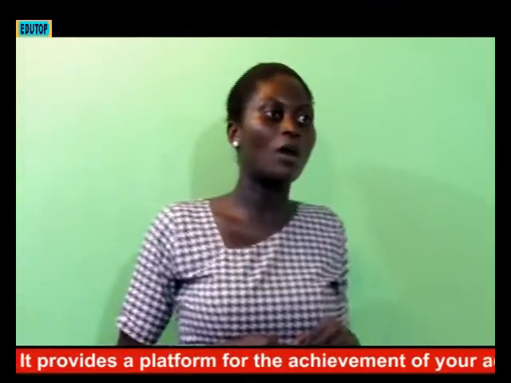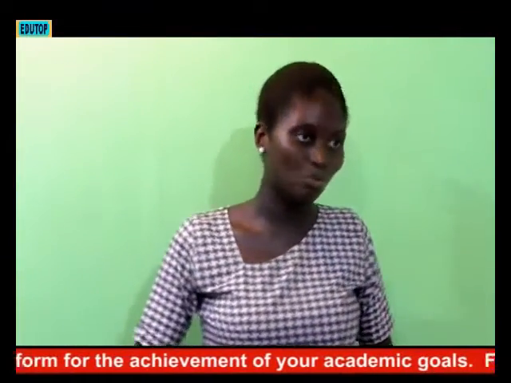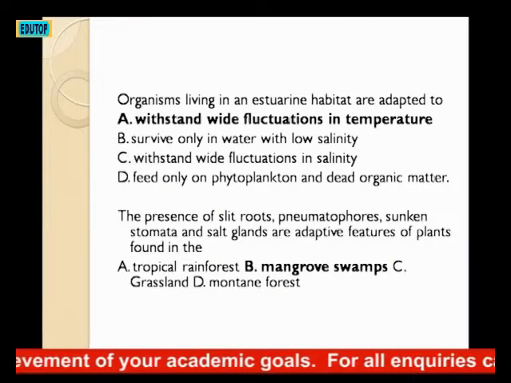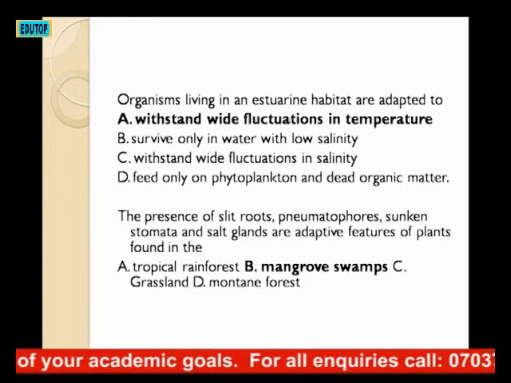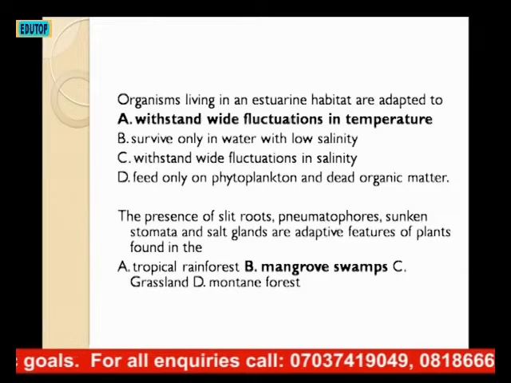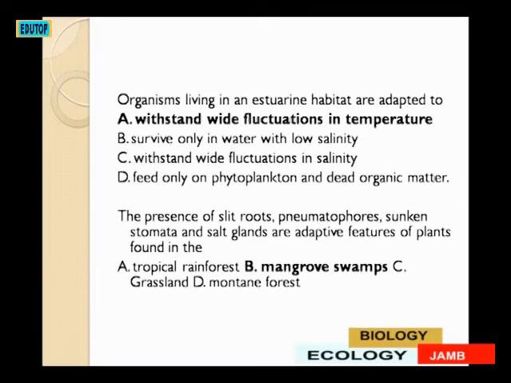The next question. Organisms living in an estuarine habitat are adapted to A. Withstand wide fluctuations in temperature, B. Survive only in water with low salinity, C. Withstand wide fluctuation in salinity, D. Feed only on phytoplankton and dead organic matter. The answer is they withstand wide fluctuation in temperature.